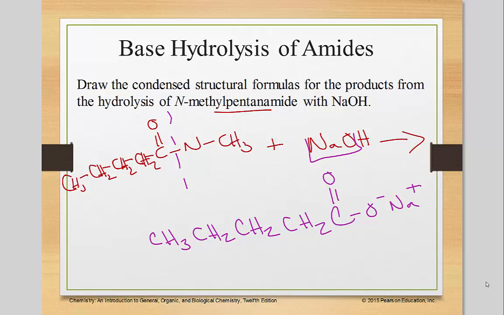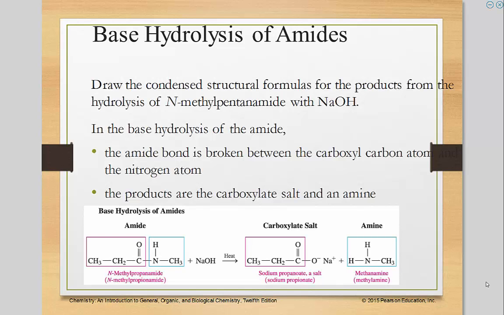Then in addition to that, let's get a different color. We have this nitrogen group, NCH3, with another hydrogen coming off of it. That's not written in there. And now we have another hydrogen. So there's our base hydrolysis. We had the carbon and the nitrogen bond split up. The oxygen and sodium went with the double bonded oxygen, and then the hydrogen went with the other side.